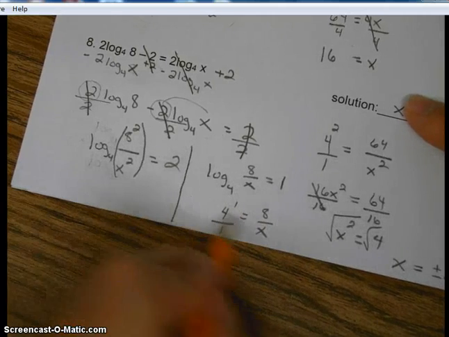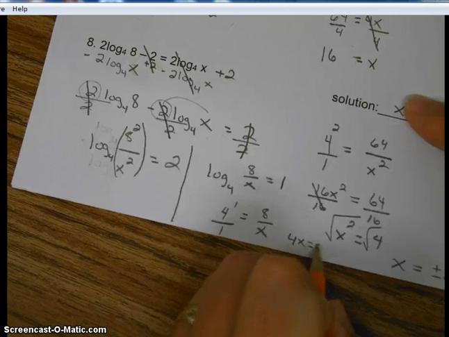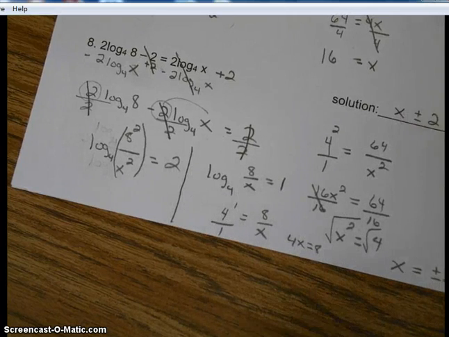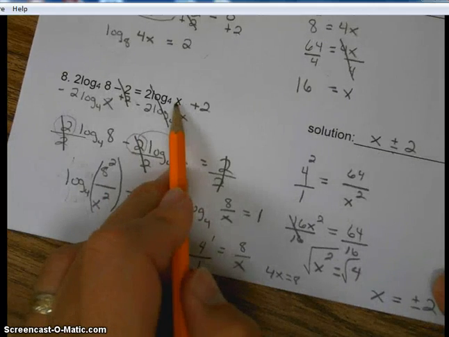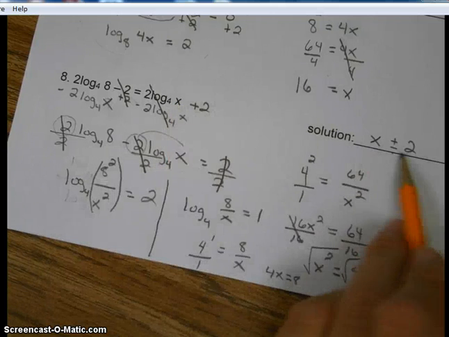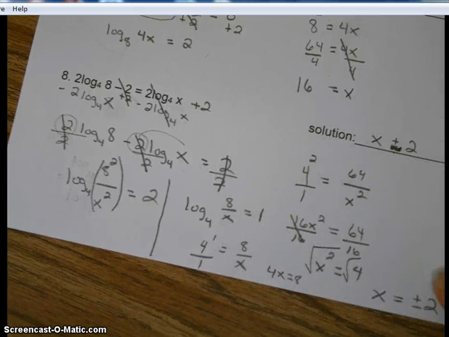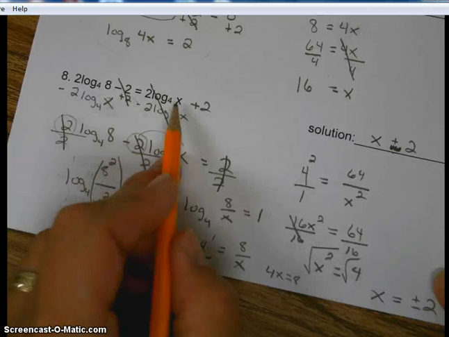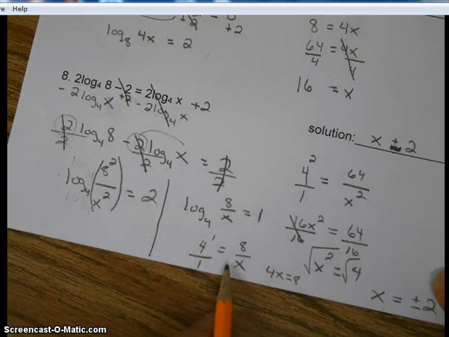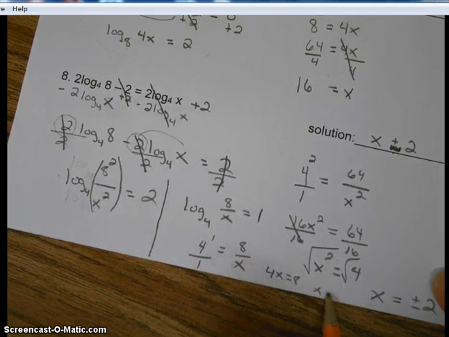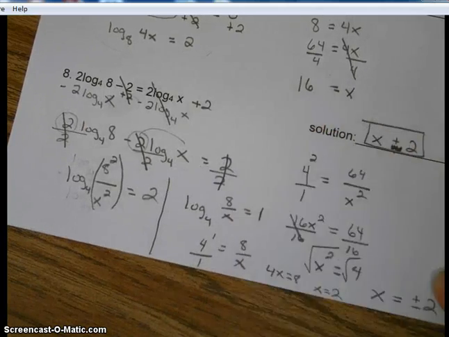4x, cross multiplying, equals 8. x equals 2. So remember what I had said earlier. I put plus and minus 2, but remember an argument cannot be what? Negative, right? So the negative 2 portion of this doesn't count. It's extraneous because you can't have a negative argument. So by dividing everything by 2 and then solving it, we get the one answer of x equals positive 2. And that's the only answer that works. So x equals positive 2.